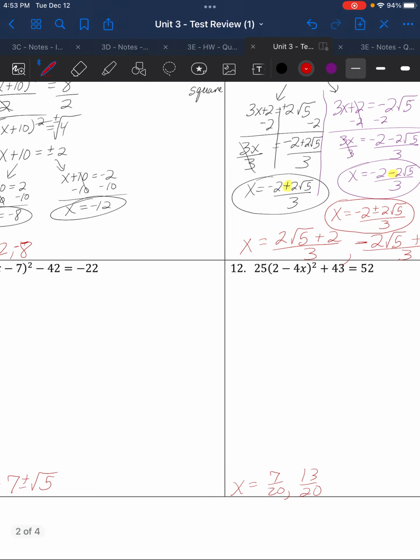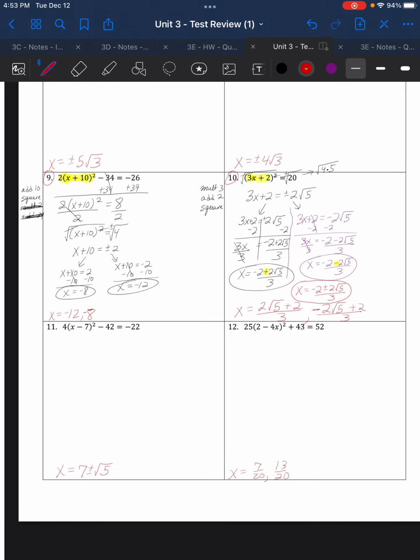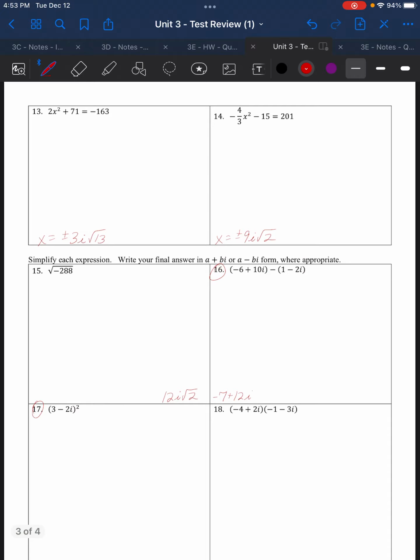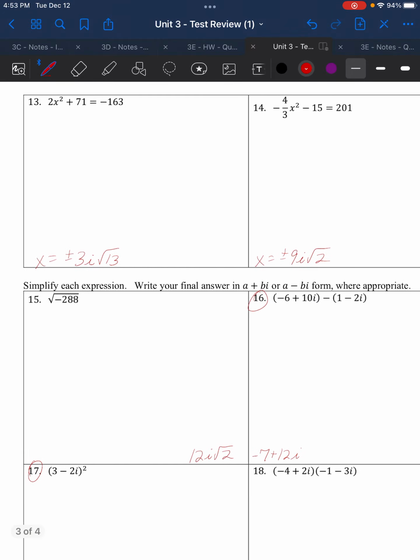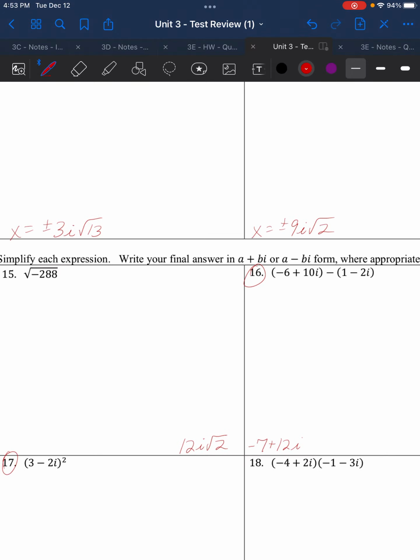Cool. All right, 11 and 12, here are your answers. You have 7 plus or minus the square root of 5, and 7/20 and 13/20. 13, 14, you got some imaginary answers, but I think you can work those out.